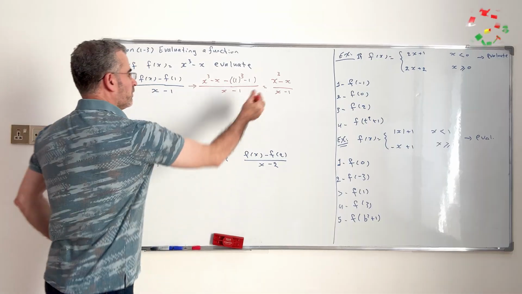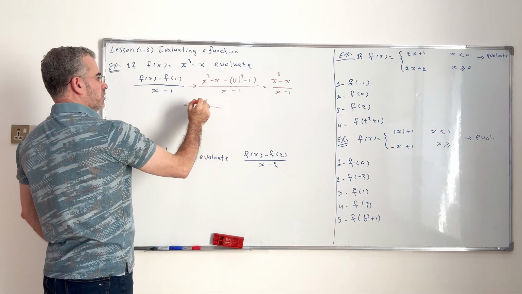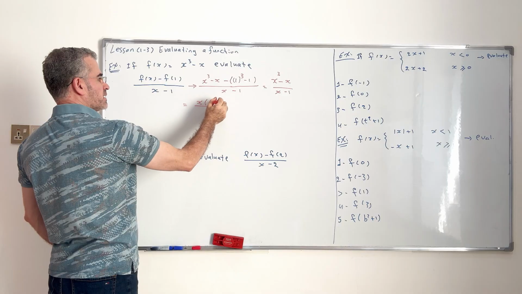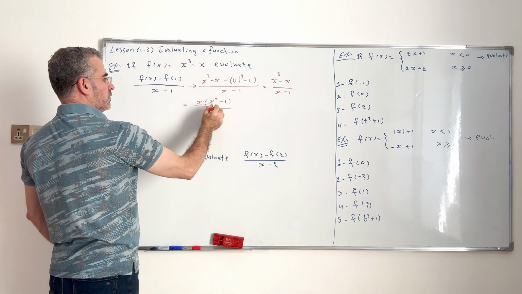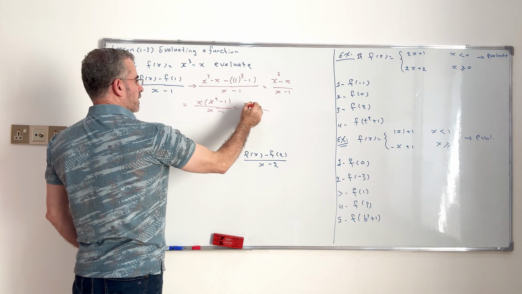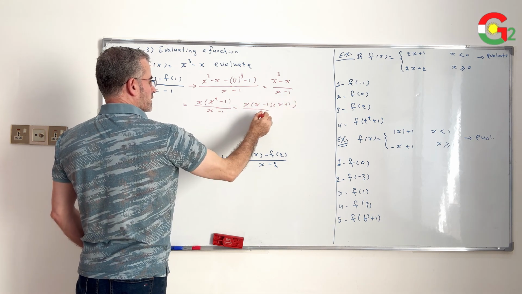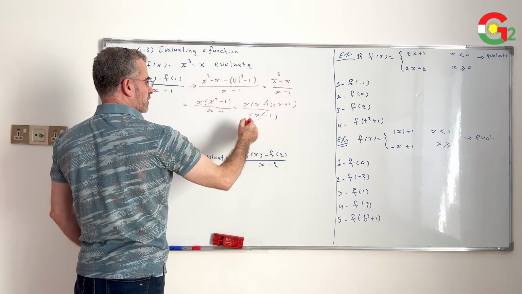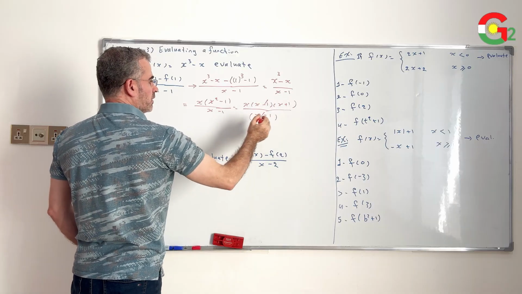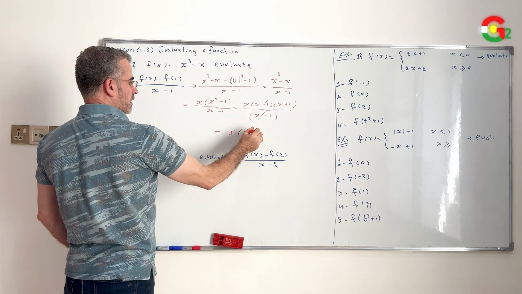We can simplify this by factorizing by x. It will be x to the power 2 minus 1 over x minus 1. Difference of two squares: x minus 1, x plus 1, over x minus 1. X minus 1 is reduced with x minus 1, then the answer will be x times x plus 1.